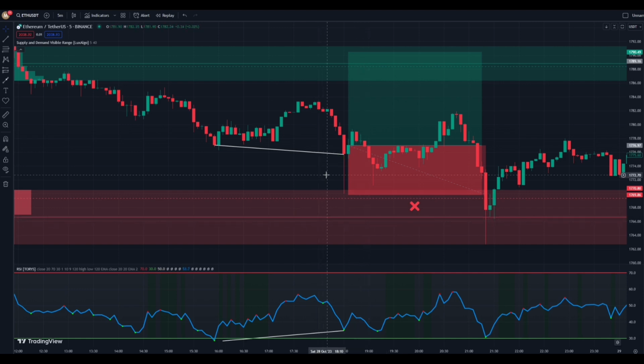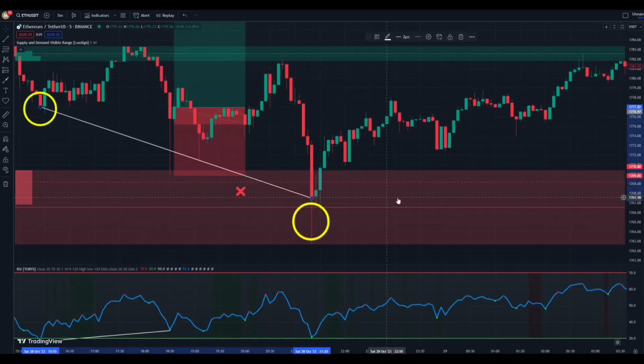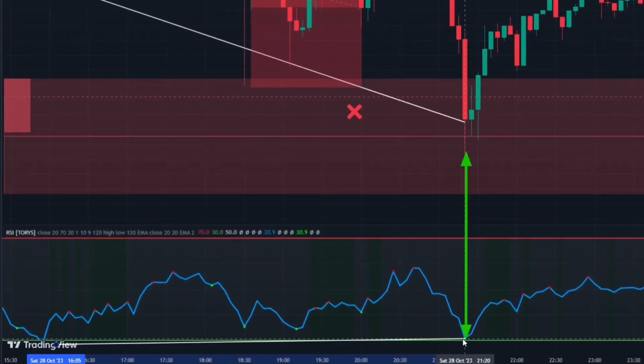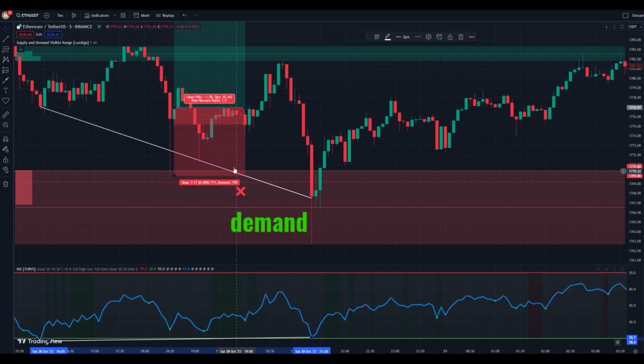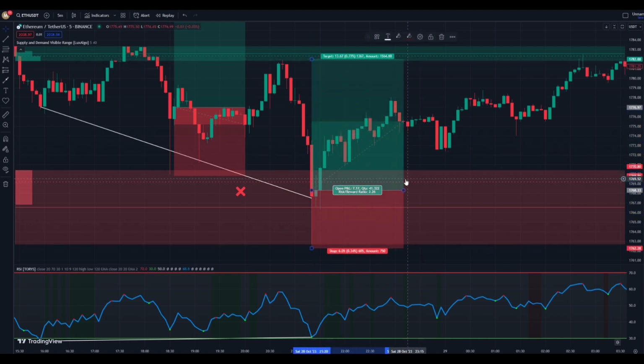But here the price decreased and reached the demand zone while also making a trough lower than the prior ones. In RSI, a trough is also formed higher than the previous ones. Now, the price is in demand zone and divergence is giving us a buy signal. This buy signal is completely valid. We set the stop loss right under the demand zone and our target to supply zone.